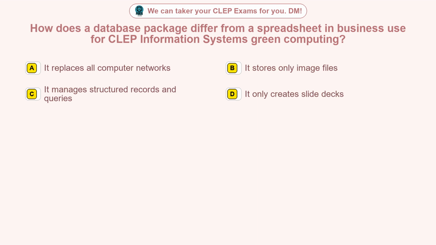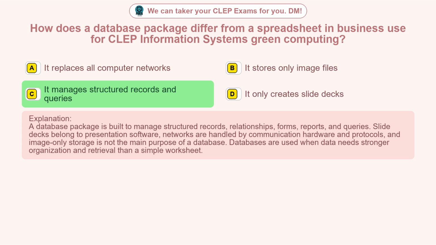Question 2. How does a database package differ from a spreadsheet in business use for CLEP Information Systems green computing? Option A. It replaces all computer networks. Option B. It stores only image files. Option C. It manages structured records and queries. Option D. It only creates slide decks. The correct answer is option C. It manages structured records and queries.